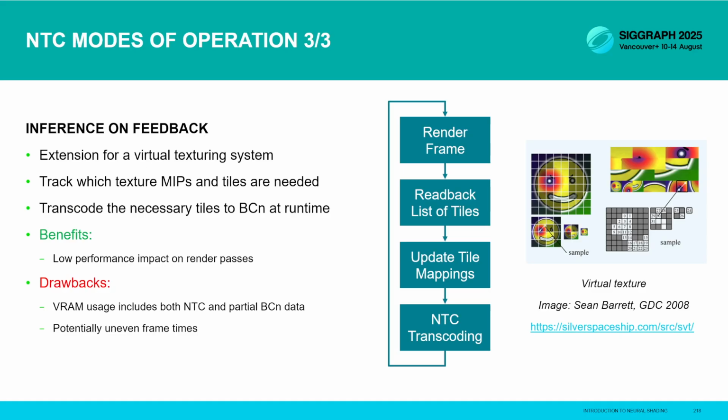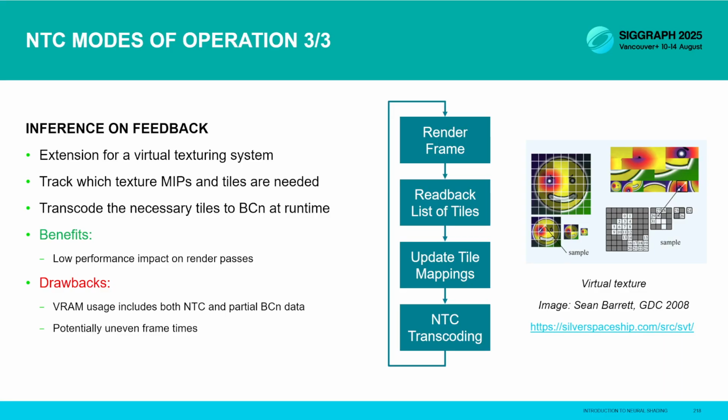Inference on feedback is what we call the integration of NTC into a virtual texturing system. In such a system, textures are subdivided into tiles, and the tiles are stored either in a hardware-managed sparse texture resource or in a larger texture atlas with software addressing. Every frame tracks which tiles are needed for rendering using sampler feedback or other solutions. We can fill these tiles by transcoding them from an NTC texture set into BC instead of loading them from disk. This mode combines the memory savings and performance benefits of inference on sample and on load, although less efficiently.